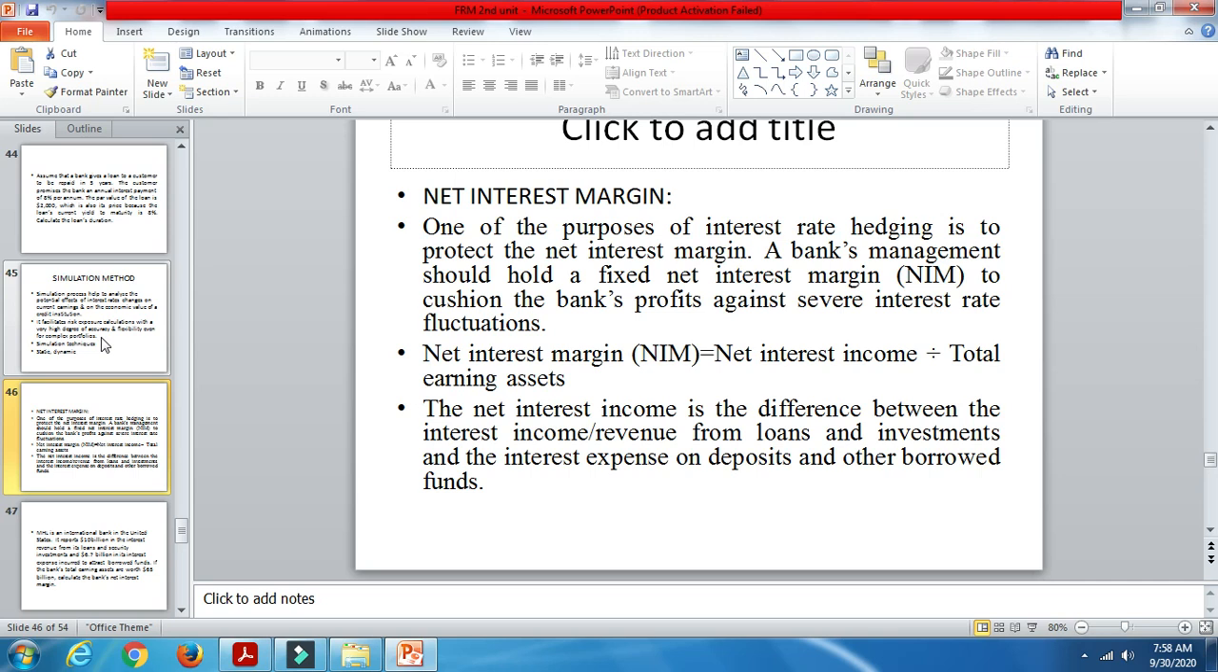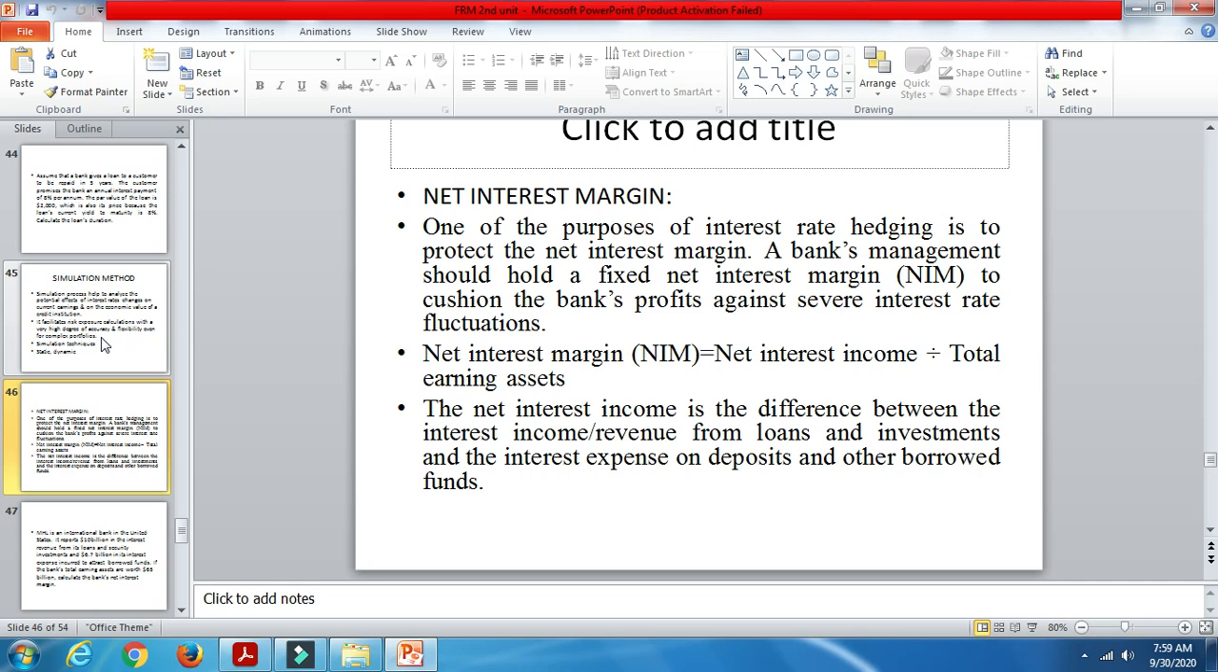Next is net interest margin. There's another topic. One of the purposes of interest rate hedging is to protect the interest rate margin. Net interest margin means the limits will be set for the interest rates also. The bank's management should hold a fixed net interest margin to cushion the bank's profits against severe interest rate fluctuations. There should not be much fluctuation in the interest rate. That sort of management has to take place, so that the bank's profits should not be affected.